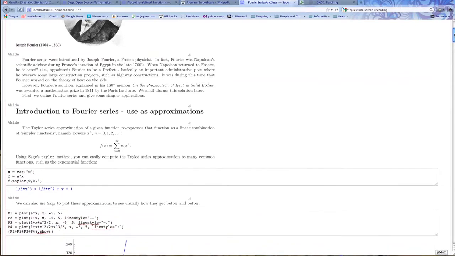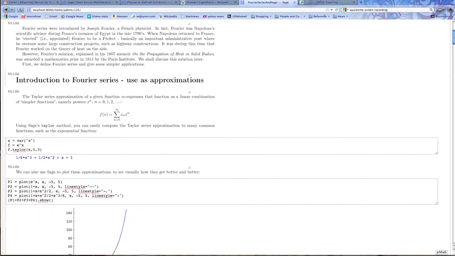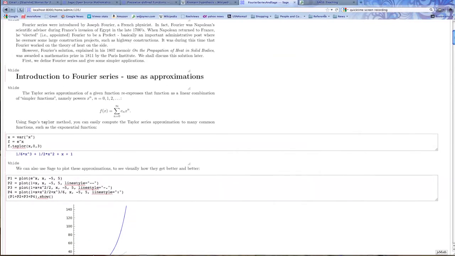I'll use an analogy with Taylor series. Taylor series, as you probably know, are a way of re-expressing a function in terms of a sum or a linear combination of simpler functions, namely powers of x. So for example, if you had e to the x, you might have a hard time computing e to the 1.5, but it wouldn't be too hard to compute 1.5 to various powers. So if you knew the Taylor expansion of e to the x, then you could get, for example, e to the 1.5.